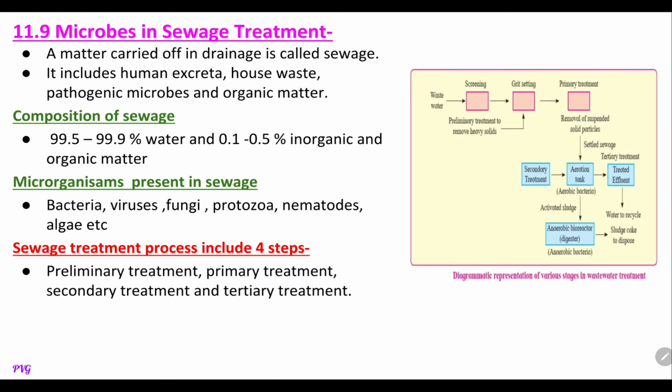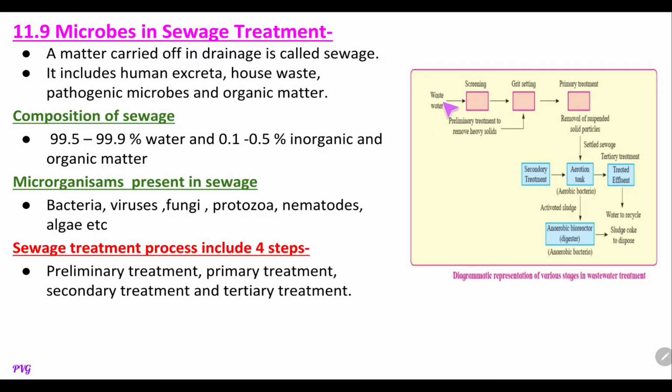Then see in the diagram, that is the diagrammatic representation of various stages that we are going to study in detail. Primary stage, preliminary stage, then secondary treatment and tertiary treatment. So the sewage treatment process includes 4 steps that are known as the preliminary treatment, primary treatment, secondary treatment and tertiary treatment. All are seen in the diagrammatic representation.